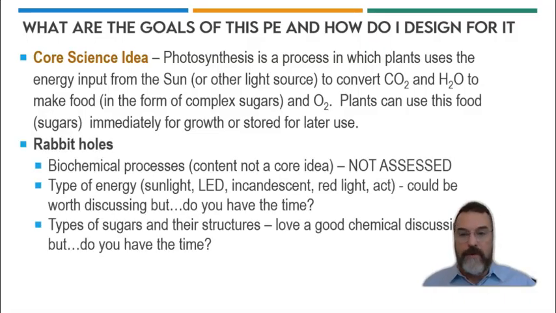The rabbit holes that we go down are the biochemical processes. It's not assessed. You may do it in your classroom, especially if you have an honors classroom and they're going to AP biology. You may want to talk about the biochemical, but you're not going to assess it. It might be a detailed understanding or idea. The types of energy, whether it's red light or other light, might come up because you may want to do the idea of farming or indoor farms, a mission to Mars and how to grow plants on another planet. That could be a low chemical discussion, but do you have time? And you want to be able to look at it honestly.